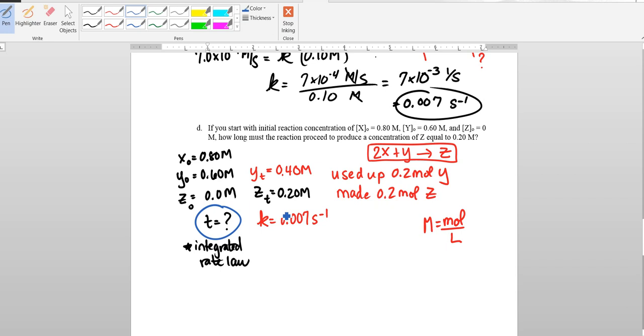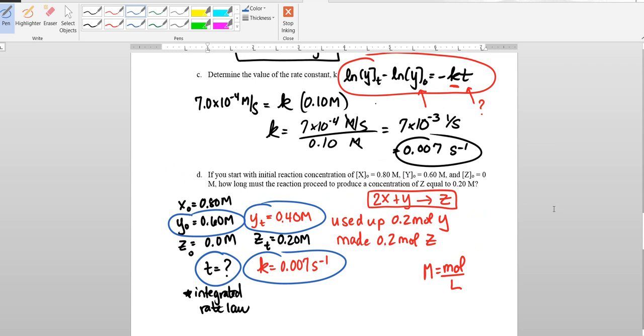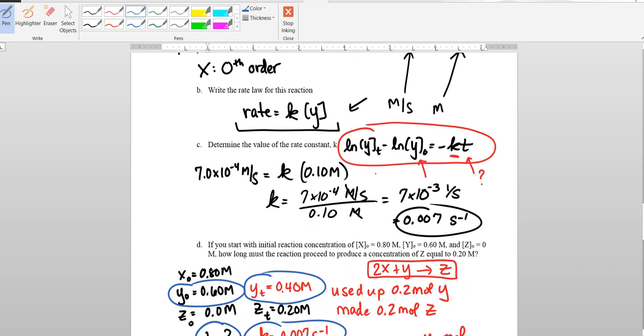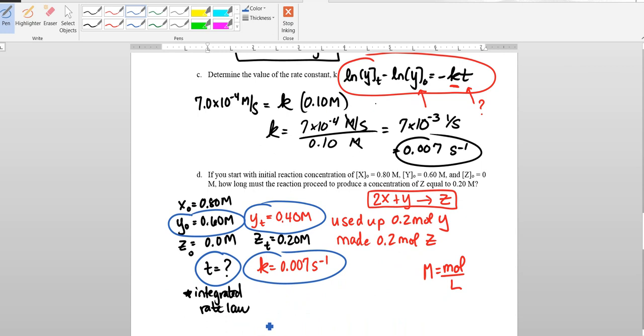I'm trying to solve for time. I know k. I know the initial value of y. I know the final value of y. So I can plug these into my integrated rate law, which is right up here. It's a first order integrated rate law. We know that because we figured out the reaction order in parts A and B. So I'm just going to start plugging numbers in. So the natural log of y at time t, that is 0.4, minus the natural log of y at time 0, that's 0.6, equals negative 0.007 s^-1 times t. t is my unknown.